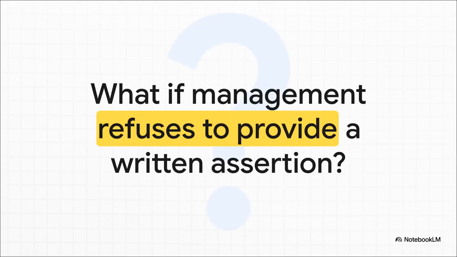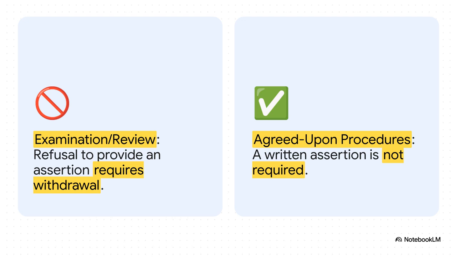Okay, let's walk through a classic exam-style trap question. Picture this. You're in the middle of an engagement, and management suddenly refuses to give you that required written assertion. What's the right call? What do you do? And here's why knowing these rules inside and out is so critical. For an examination or a review, that refusal is a complete deal breaker. You have to withdraw from the engagement. But for an AUP, it's no big deal, because you never needed that written assertion in the first place.